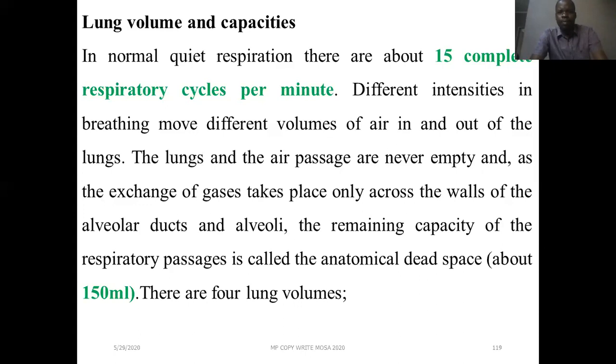The lungs and the air passages are never empty, and as the exchange of gases takes place across the walls of the alveolar ducts and alveoli, the remaining capacity of the respiratory passage is called the anatomical dead space, about 150 mL. There are 4 volumes. So here we're just trying to explain the capacity of the lungs. Like we were saying, we breathe about 10 to 15 times per minute. So these may differ depending on the activity that we are doing.